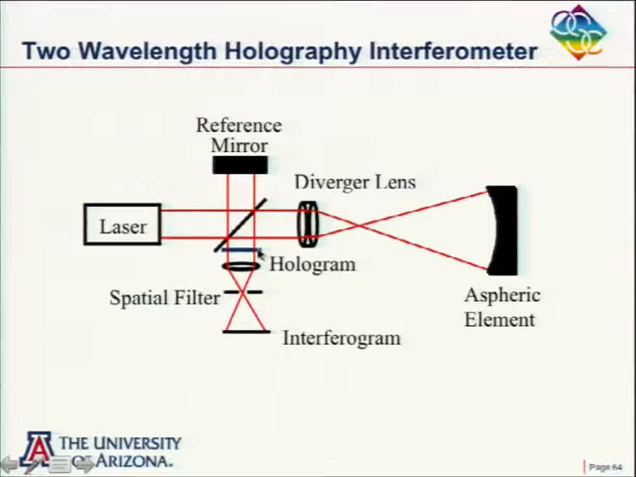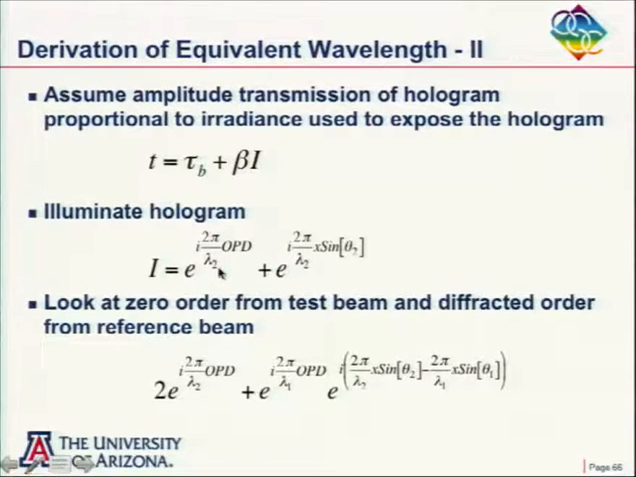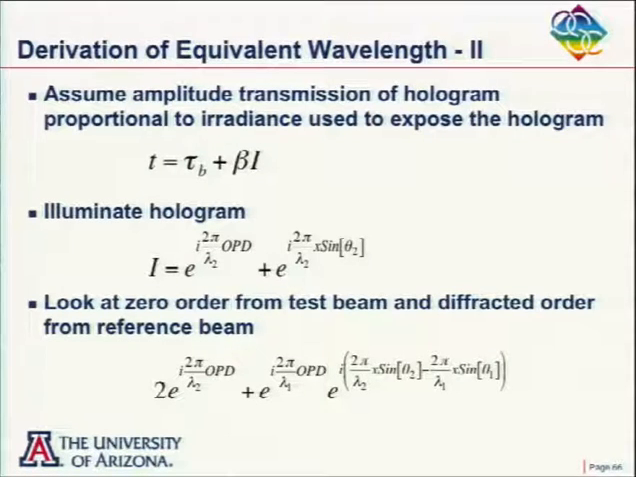So now we're going to illuminate the hologram. So we made the hologram here. Now we're going to change the wavelength, and we're going to illuminate the hologram with the beam coming from what we're testing and the reference beam. And so we illuminate it with e to the i 2 pi over lambda 2, now the second wavelength, times the OPD. So that's the beam from the optics under test. And then the new reference beam is e to the i 2 pi over lambda 2 x sine theta 2. So we can change the angle of the reference beam used in the illumination here. And if I look at the zero order beam from the test and the diffracted order from the reference beam.